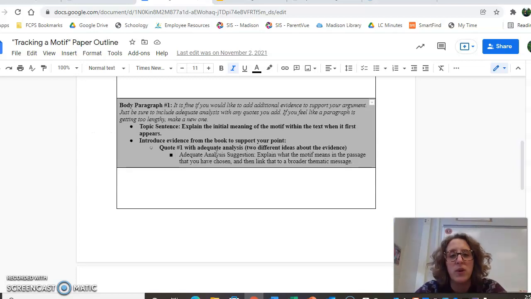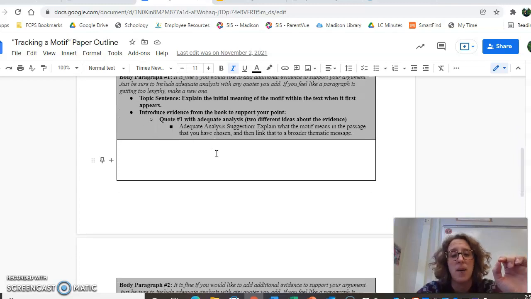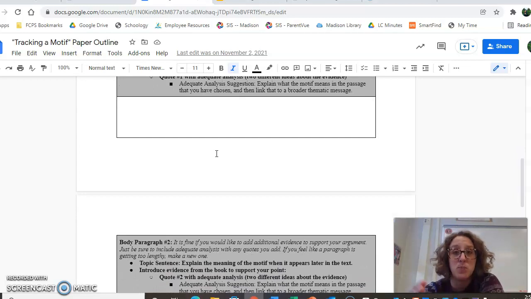And so what you're going to do, you're going to identify the point in the story where the motif shows up, what it symbolizes in that moment. You're going to link that back to the larger thematic message. And you want to make sure that you have adequate analysis for the evidence you bring up. Adequate analysis, as defined by our English department, is that you have at least 2 different ideas to communicate about your evidence. So idea number 1 could be what the motif symbolizes in that moment in the story. And idea number 2 could be how it relates to that thematic message. This isn't exactly how you have to do it, but that's an idea of how you could break up your response to your evidence.